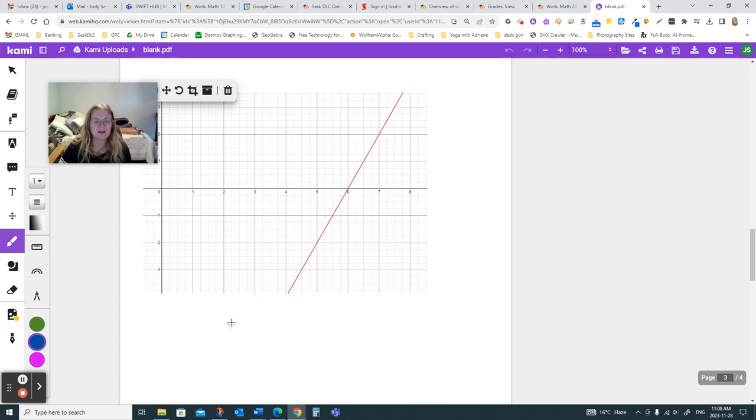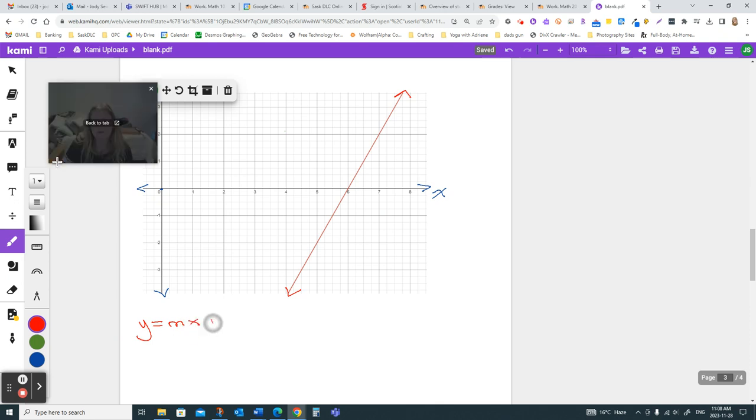Now notice I just screenshot this, and I lost all my arrowheads when I cropped it, but you understand those are all really there. So here's my x-axis. Here's my y-axis, and we know those are always meeting at 0. And this red line over here is what I'm trying to write the equation of. To write the equation, I know I'm starting from y equals mx plus b. So I need the slope of this line. How can I get the slope?